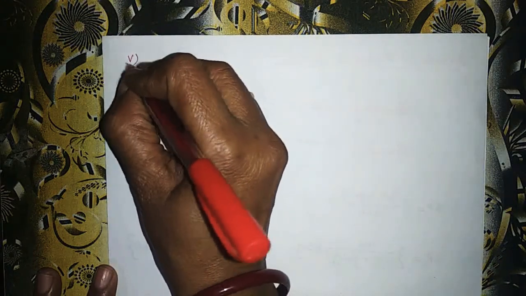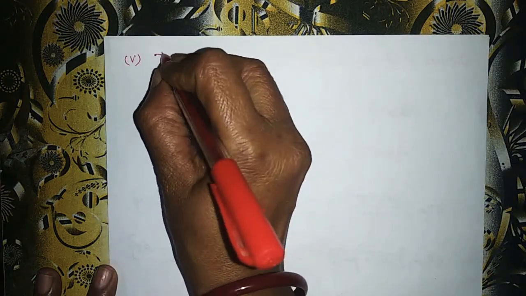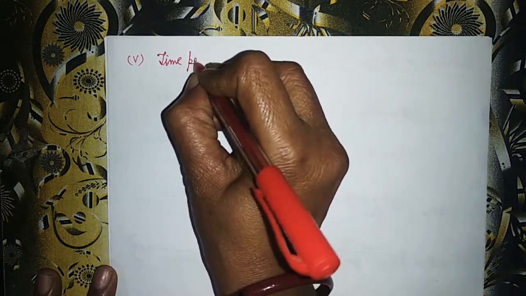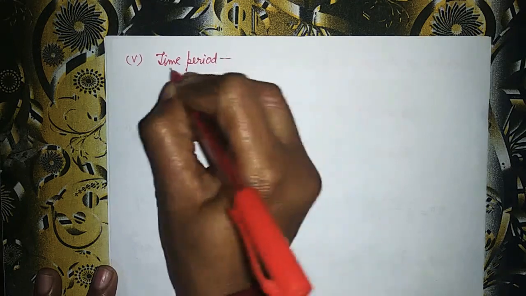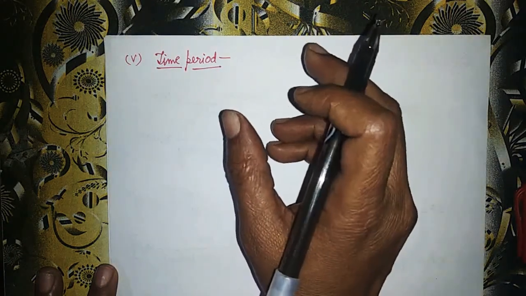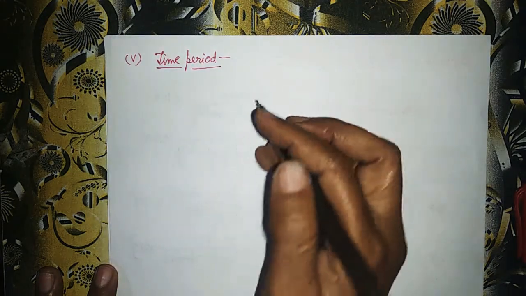See, time period. What is time period? In simple interest, the period for which the money is borrowed. Suppose that I have borrowed money for 2 years or 5 years or for 10 years. This is called time period. Okay. So the time period for which the money is borrowed or given is known as time period. Okay.